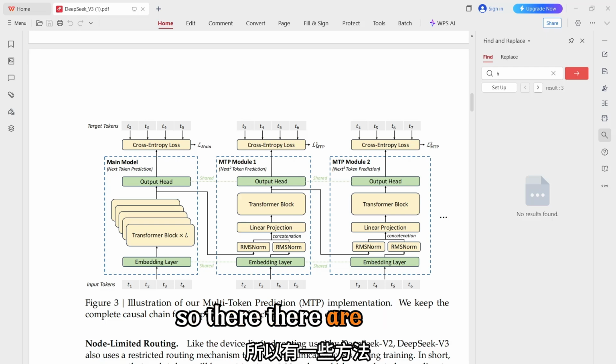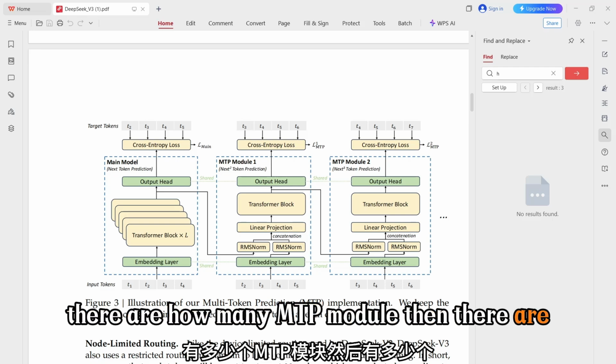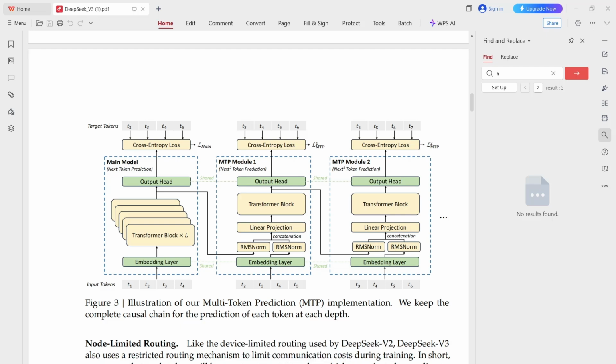So there are how many MTP modules? Then there are the same size output tokens. Is that right?